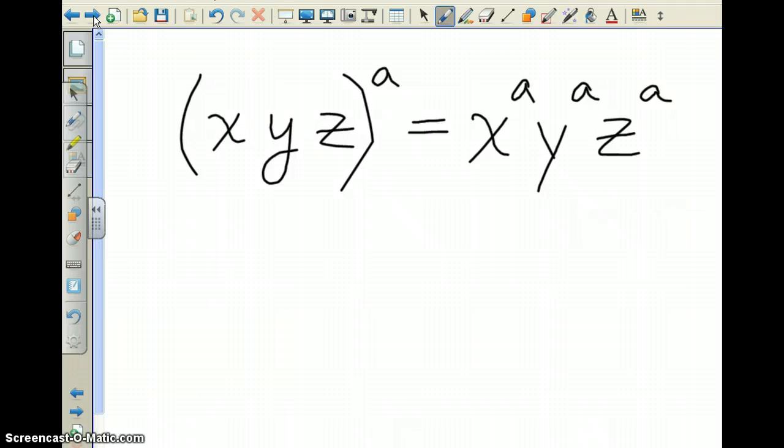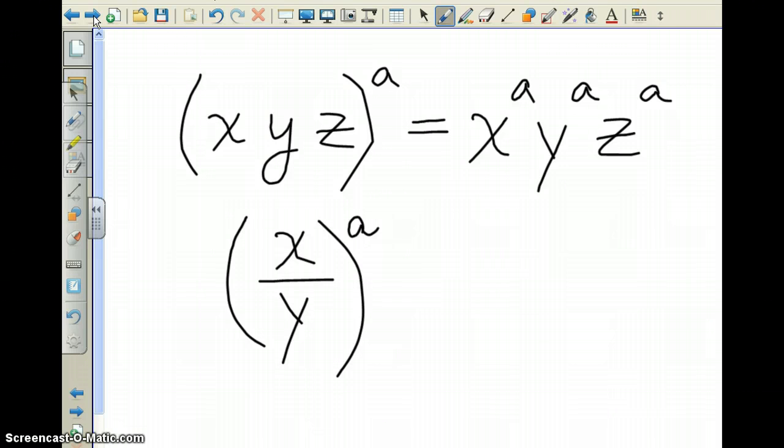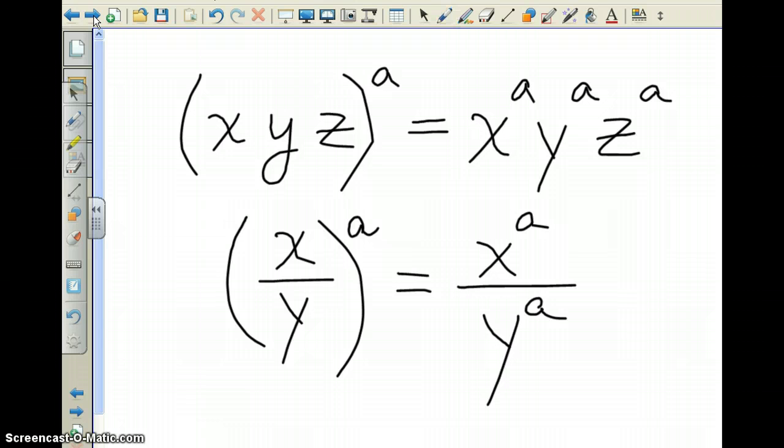And the same thing is true for division. If we're doing x divided by y, all to the a power, all the pieces of the numerator get the exponent, and all the pieces of the denominator also get the exponent. Flip your index card to the other side and we'll do some practice using this law.